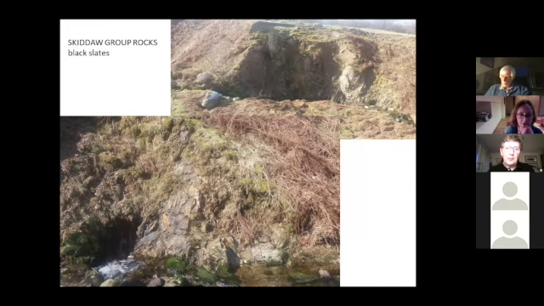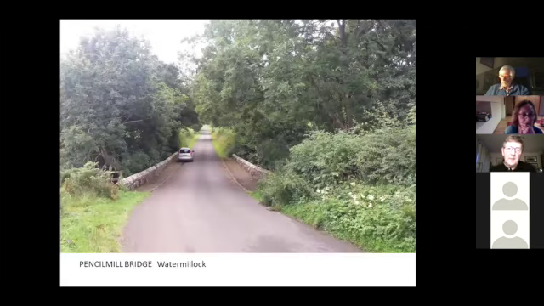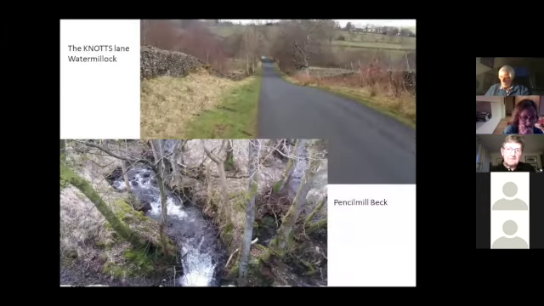What about the northwest side? You may be familiar with this little lane. If you go through Watermillock, it runs down, eventually going down towards the lake. This is Pencil Mill Bridge in Watermillock. That's going at it from the other side. Down at the bottom there, you can just about see the bridge. That's right at the top of the frame. And down below, that's Pencil Mill Beck itself.